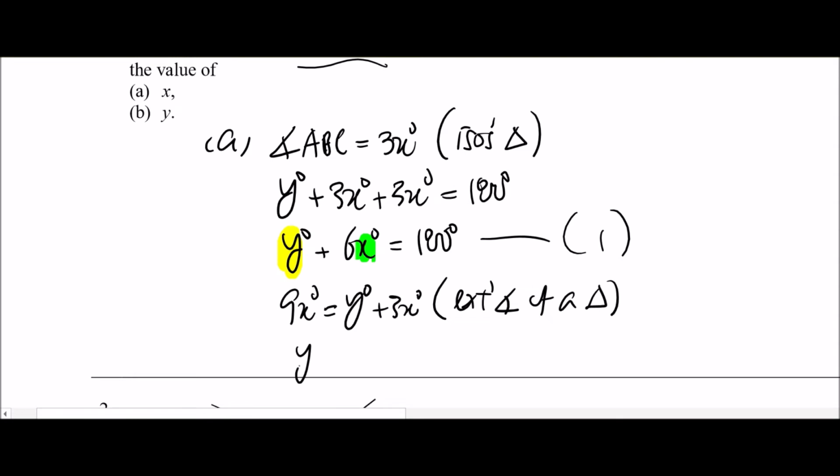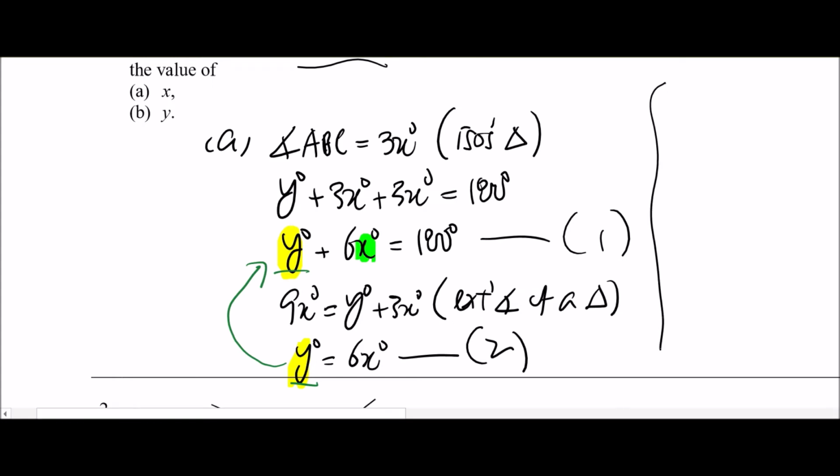I have y degree equals to 6x degree. So this is my second piece of information. Now, how am I going to combine these two pieces of information? Well, you realize something here. I have y here, I have y here. Do you notice that? Can I simply replace the y over here? Why not, right? So let's try.